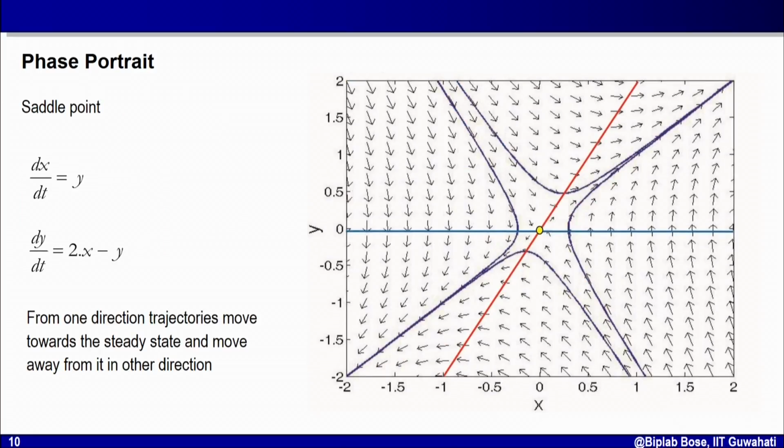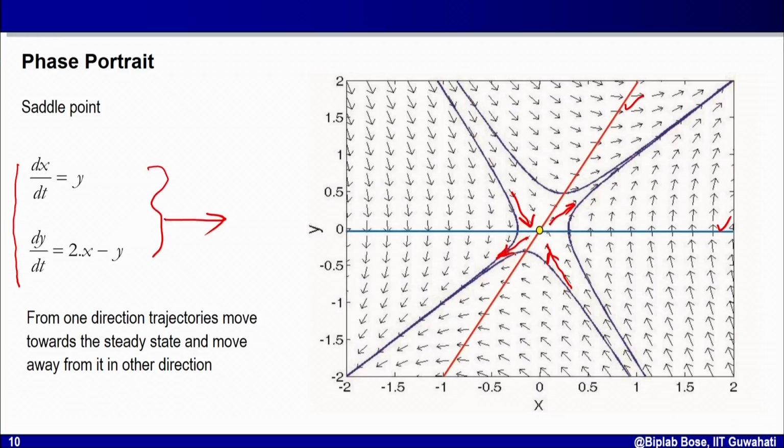Let us look into a few more examples. Here comes the saddle point. This system of ODEs, that is dx/dt equal to y and dy/dt equal to 2x minus y, gives rise to this phase portrait. Again, these two colored lines are null lines, and these arrows here represent the slope dy/dx. As you can see, there are two paths through which you can actually reach towards the 0, 0 steady state position, whereas there are other paths which diverge away from it.